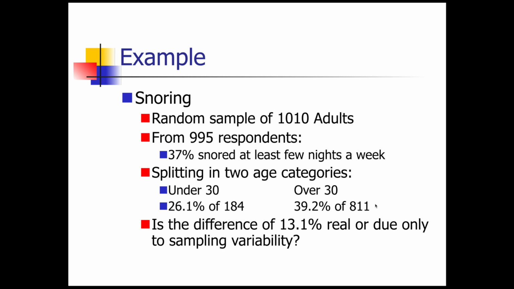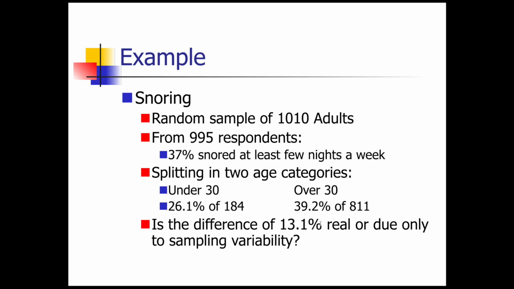Okay, so here's an example. You had 1,010 adults. They looked at two different groups, the under 30 group and the over 30 group. Here you had 26% of 184, and 39.2% of 811, right? And so is the difference of 13.1% real? Is it just natural variation?